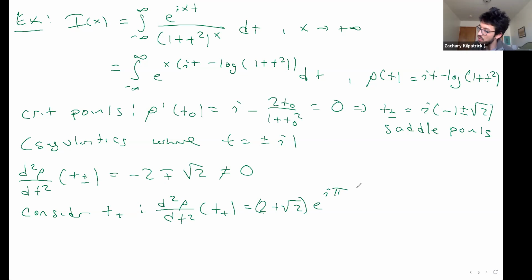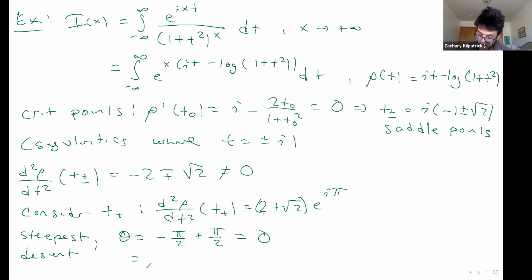Okay. So using my formulas from before, my steepest descent direction, right? This is my alpha, which is pi in this case. Direction is going to be theta equals minus alpha over 2 plus pi over 2. This is equal to 0. Okay. And we also have minus pi over 2 plus 3 pi over 2, which is going to be pi. Okay. So those are my steepest descent directions in this case.